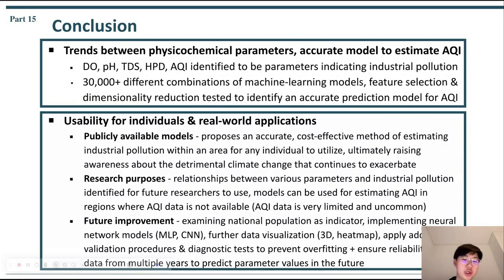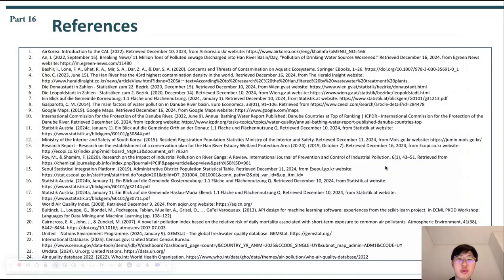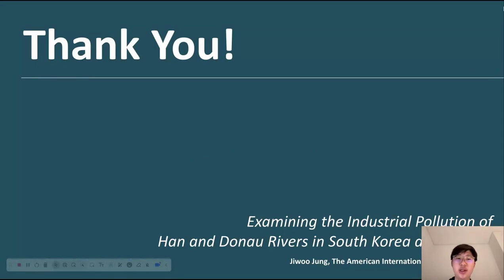And additionally, data visualization such as 3D models or heat maps can be implemented to further examine the relationship between the parameters. These are the references that were used for the research, and thank you for watching this presentation.